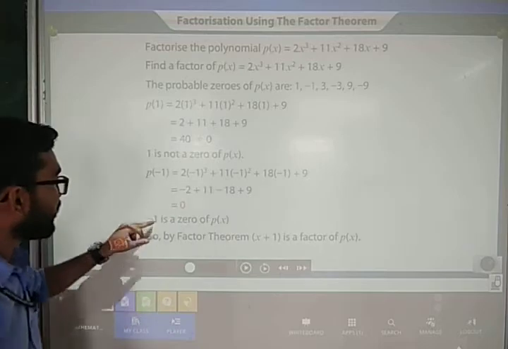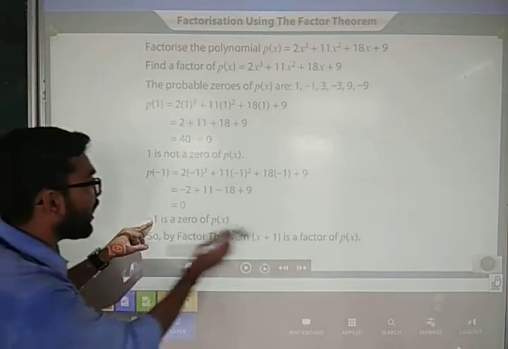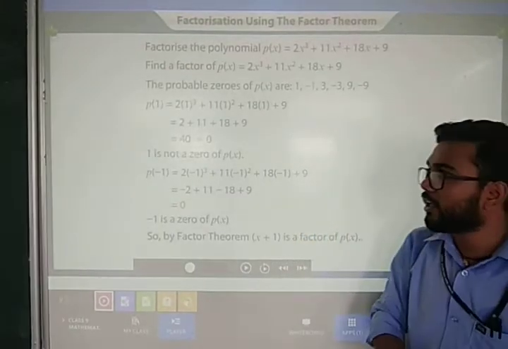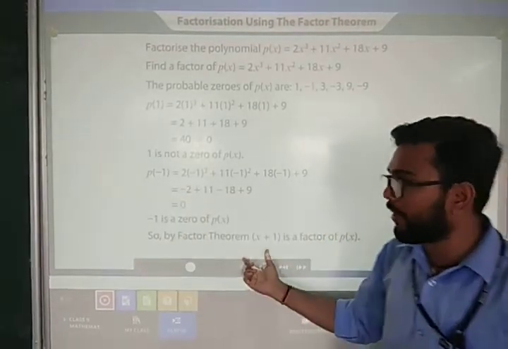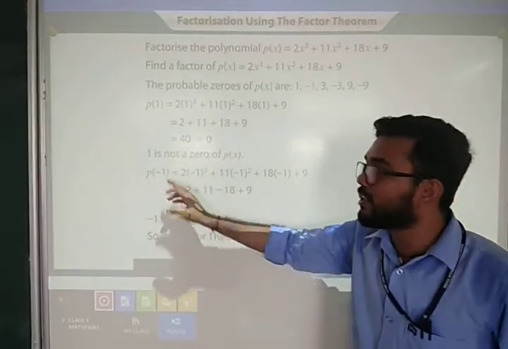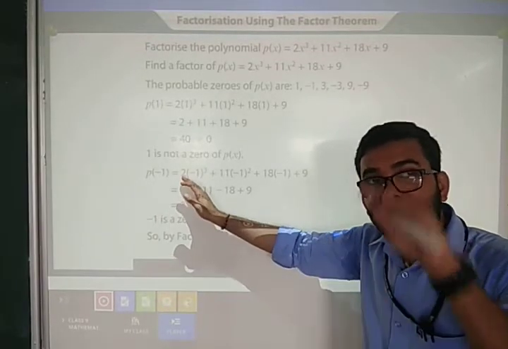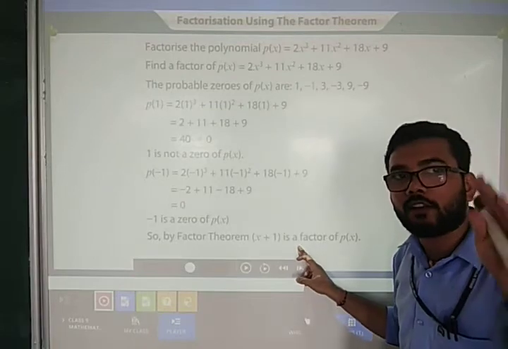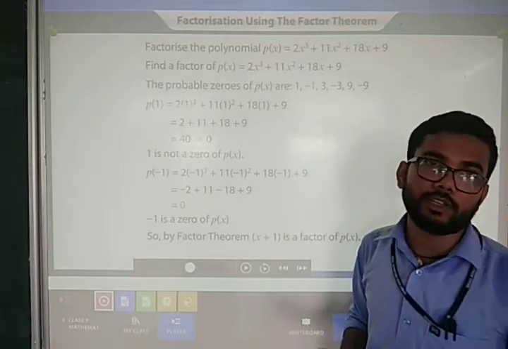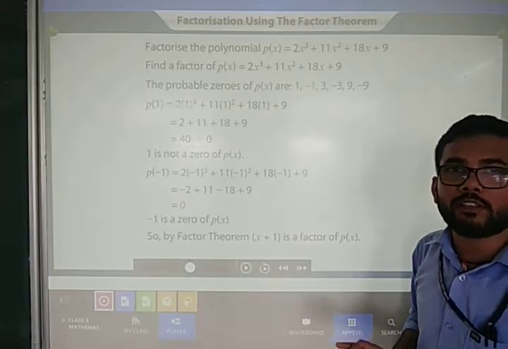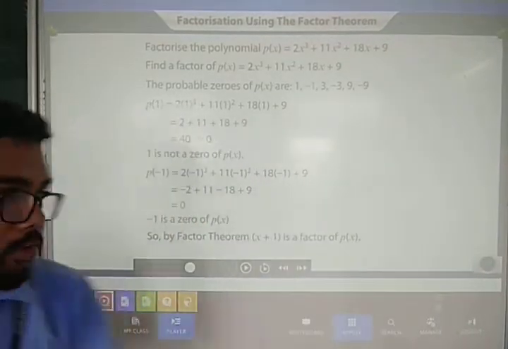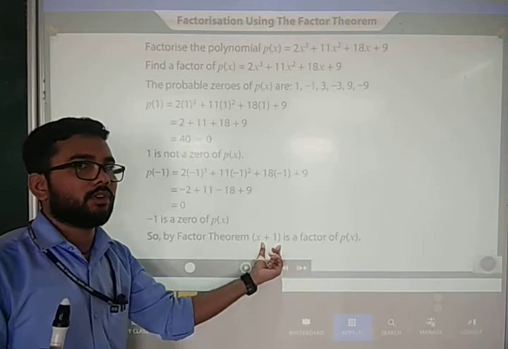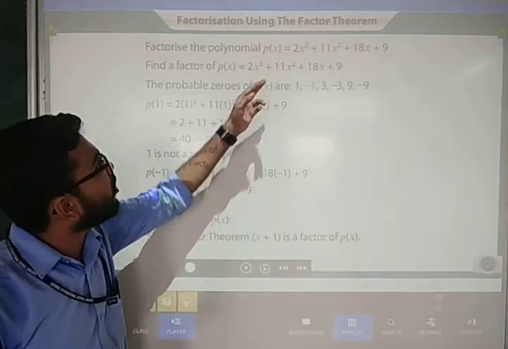It means that if you put -1, then x plus 1 is a factor of this polynomial. According to the factor theorem, if -1 is a zero of this polynomial, it means that x plus 1 is a factor of this given polynomial. So this is the first factor of this polynomial.